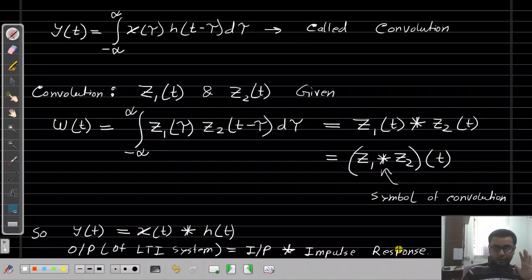So what does it mean? It means if I know the impulse response and if I know the input pattern, then I can calculate the output pattern by this operation. That means if I know the impulse response, that is how the output looks like for an impulse input, then I can calculate the output for any and every possible input. That is the beauty of an LTI system. That is why LTI systems are easy to deal with.